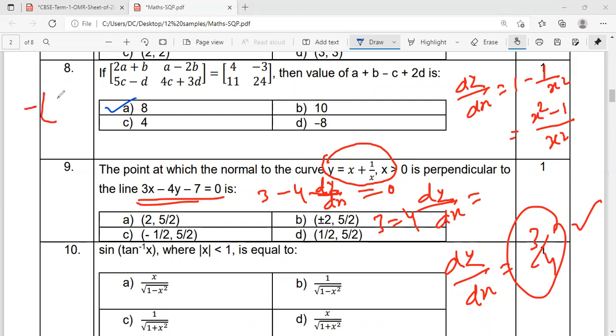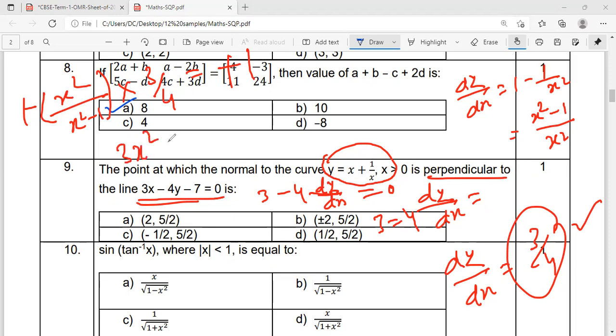So you can say negative of x squared by x squared minus 1 should be the slope of the normal, into the slope of this line, which is 3 by 4, is equal to minus 1, because they said they are perpendicular. Perpendicular means the product of the slopes should be negative 1. So this minus and minus we can cross out. Now what are we left with? We are left with this.